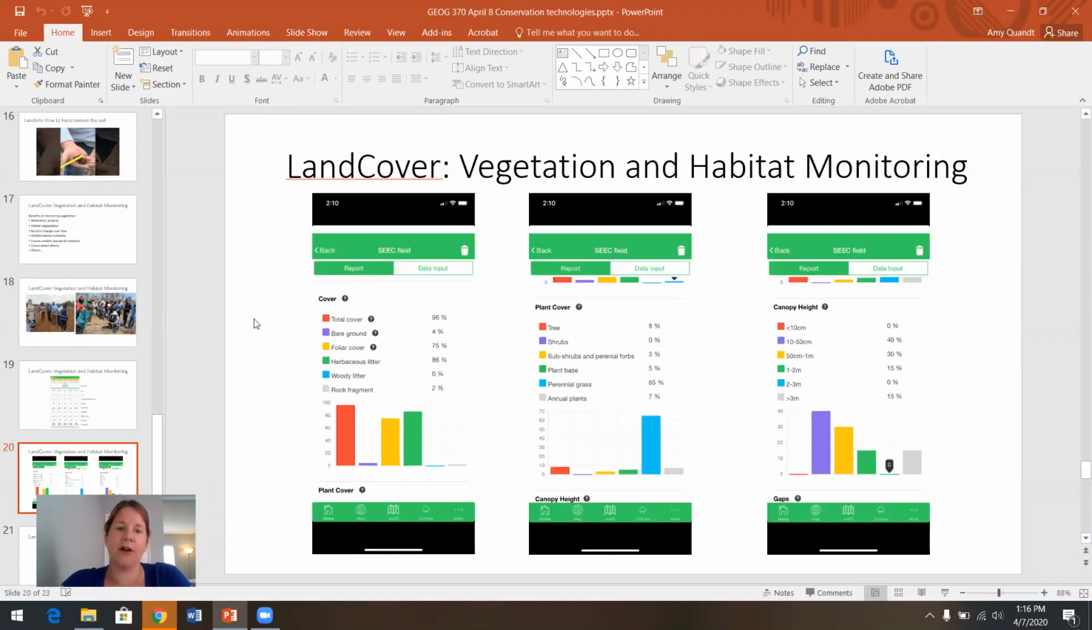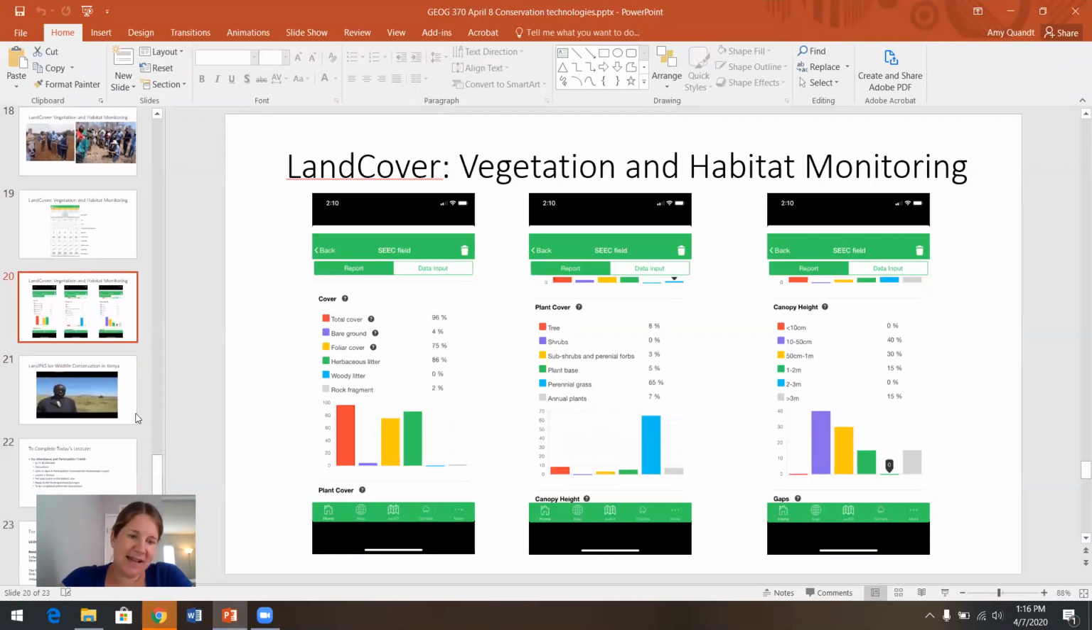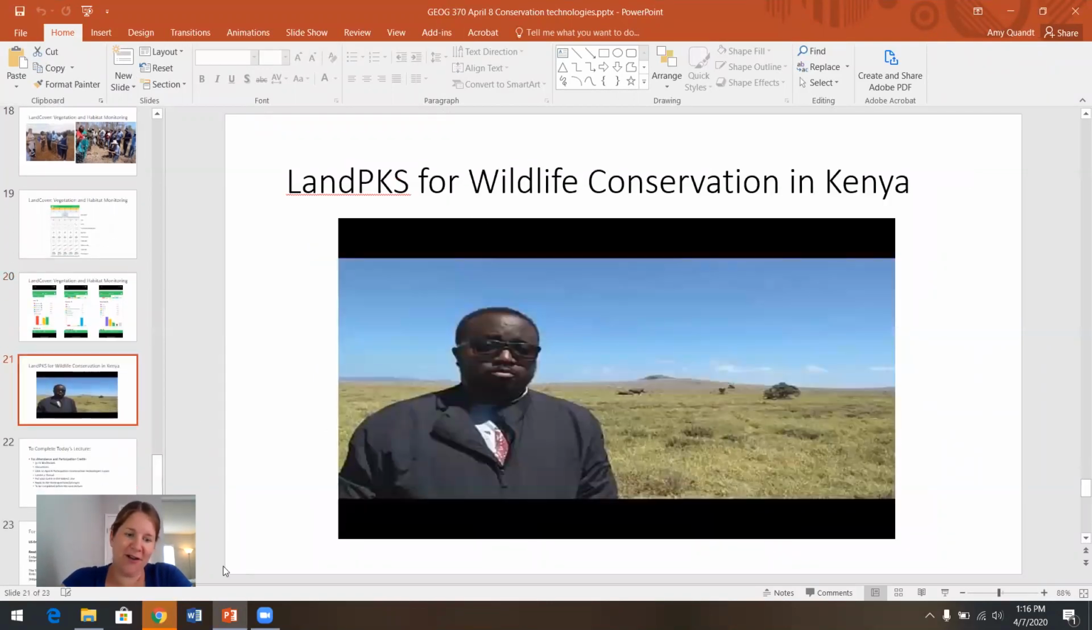So that's land cover. You can go on the Land PCAST website and learn a bit more about that one. Just for the sake of time, we don't have time to cover it today.